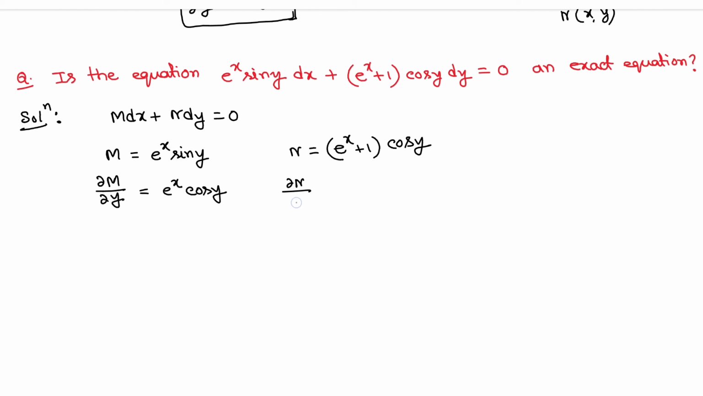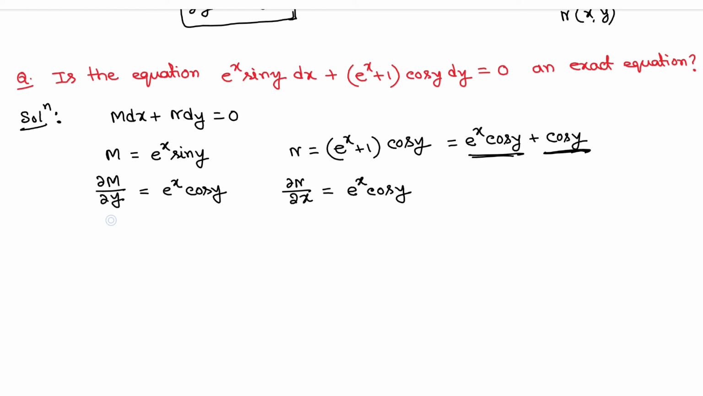Similarly, del N del x, derivative with respect to x. So this will be e to the power x into cos y. Clear? Actually, we can break this into e to the power x cos y plus cos y, and take the derivative with respect to x. There is no function of x in the second term, so this will be 0, and the derivative of e to the power x is e to the power x, and cos y is constant, so this will be e to the power x cos y.